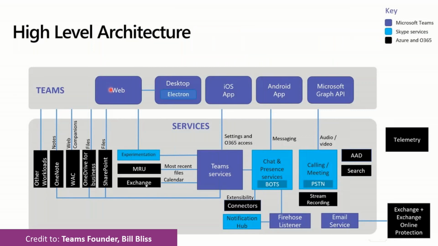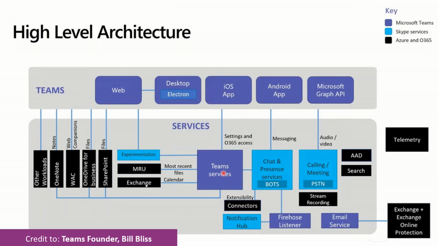So this is the high level architecture here. Now you can see it. In this high level architecture, the point is you see all those different components, and we have black components. These are really the Azure Microsoft 365 components like Azure Active Directory, Search, and other components like Exchange or also SharePoint that we'll talk about throughout the webinar.